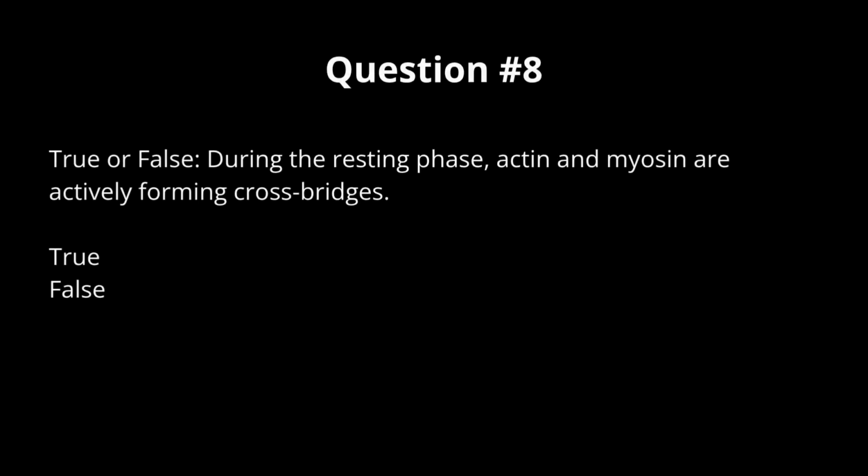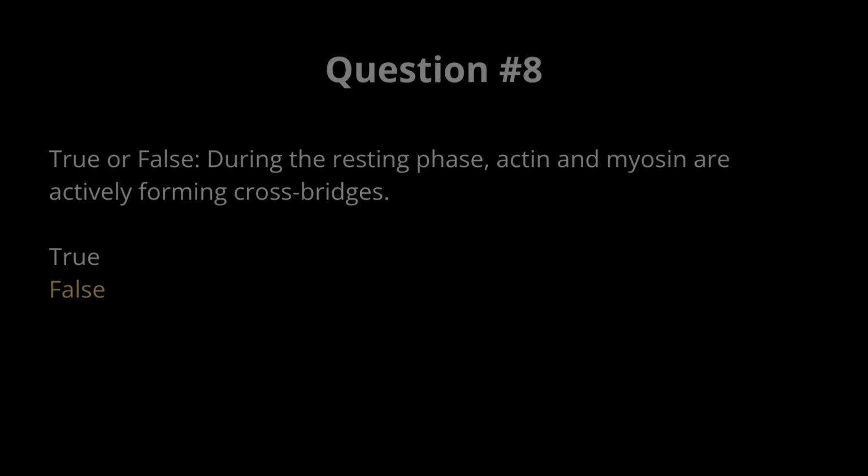Question number 8. True or false? During the resting phase, actin and myosin are actively forming cross bridges. The correct answer is false. In the resting phase, actin and myosin are uncoupled and no cross bridges are formed until calcium is released.